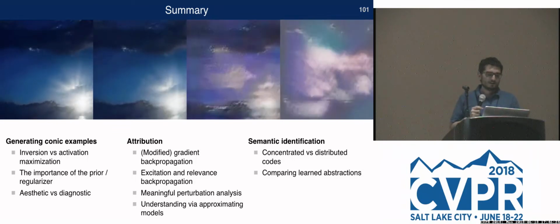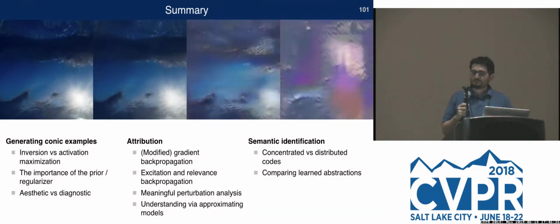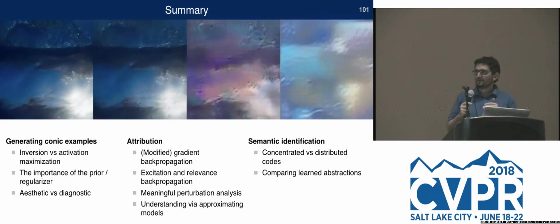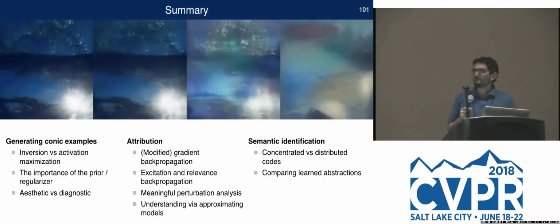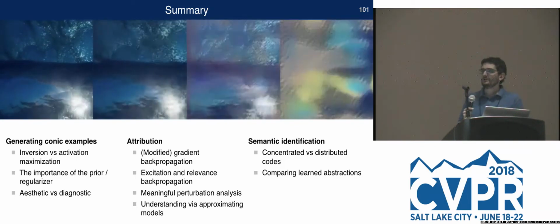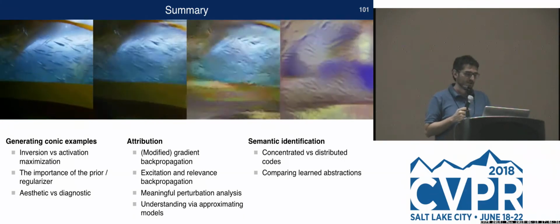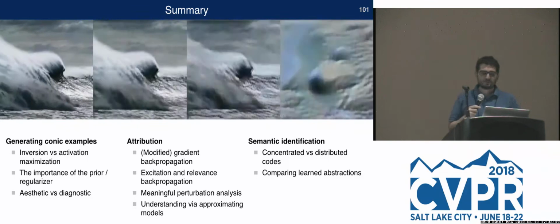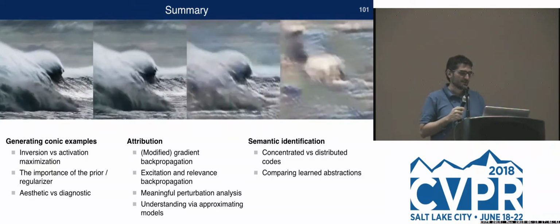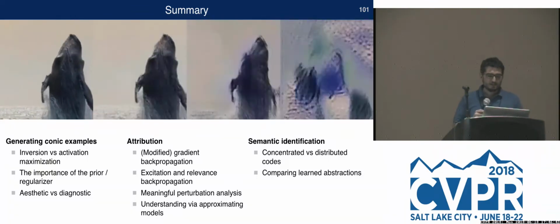I think maybe one interesting point is that heuristics get you only so far. I think it would be very, very good to keep developing also methods that can be formally explained from start to finish. Semantic identification, you have seen a lot of this in Bolei's talk just before mine.